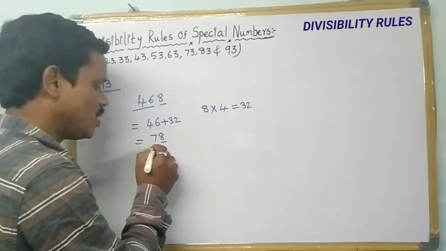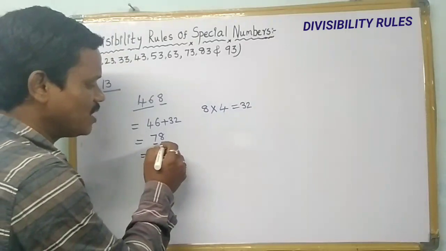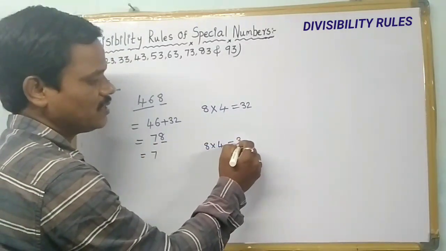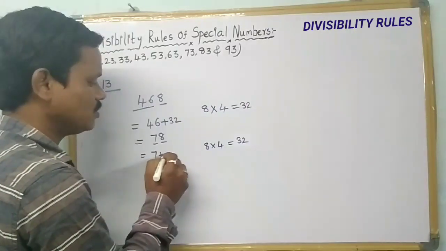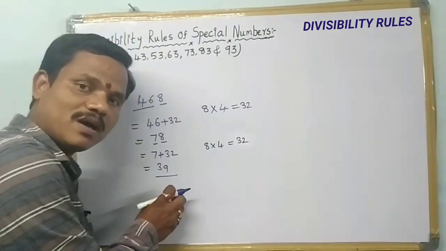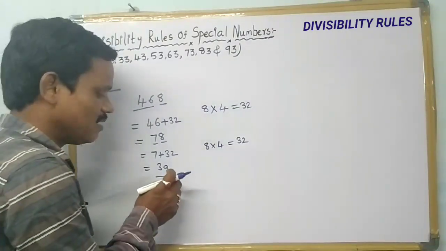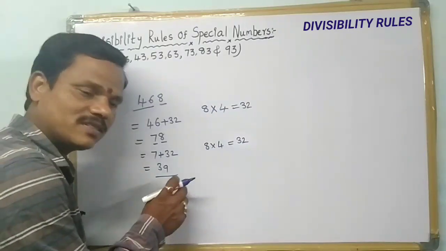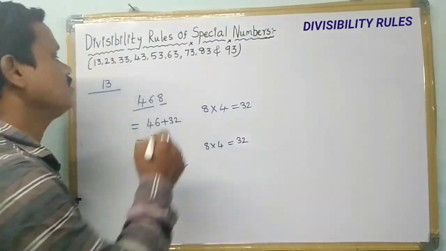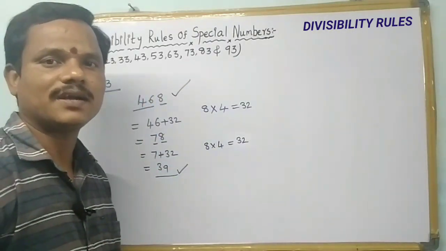Now this is the first part and this is the second part. Write the second part as it is. Now multiply the first part number again by 4. What is the result? 32. Add to the second part. This is 39. The last number 39 is a multiple of 13. So this is divisible by 13. So the given number 468 is also divisible by 13.